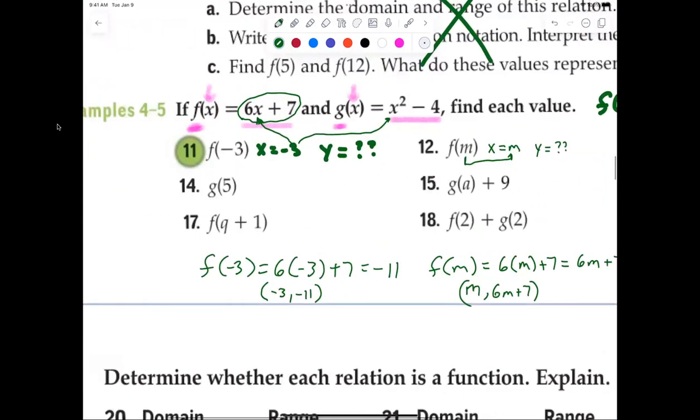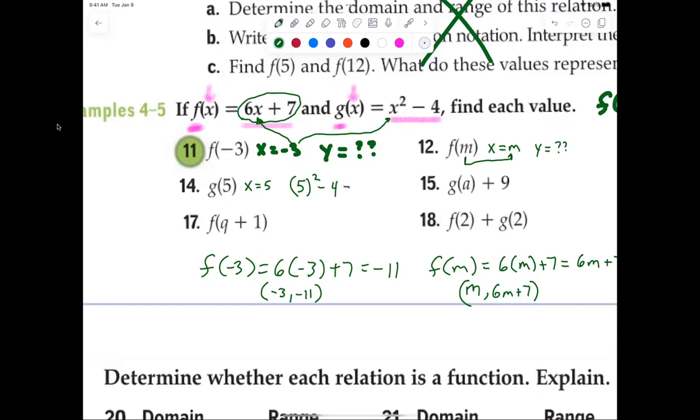g of 5. What does that mean I have to do? Good. Thank you, Liv. x equals 5. Perfect. So what do I do to solve this problem? 5 squared minus 4. Anybody can tell me 5 squared minus 4 is what? 21? Nope. 5 squared is what? Oh, 25. Then minus 4. You're right. I'm just being careful.